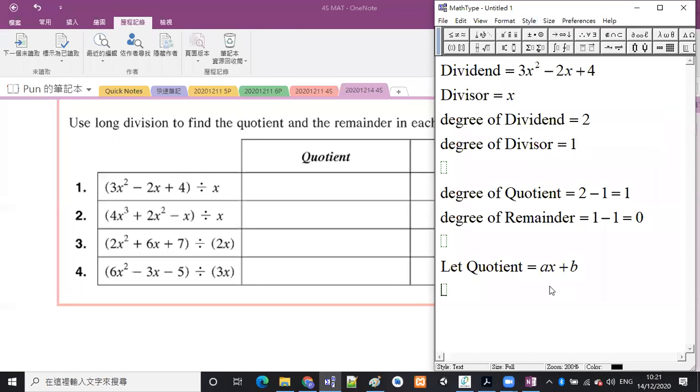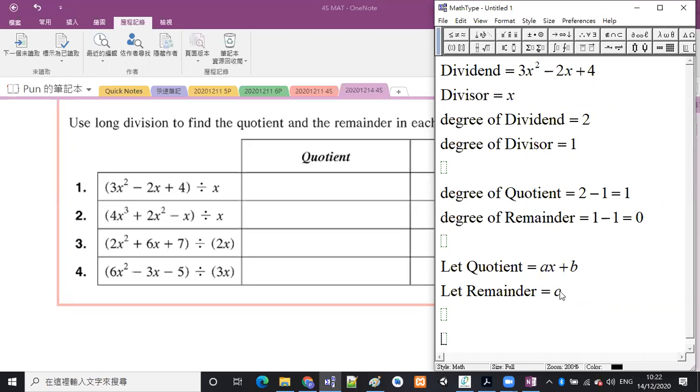And then the remainder. So let the remainder be degree 0, meaning the highest power of x is the 0th power, so it is just a number. It's a constant term. So we have the quotient being ax plus b, then we have the remainder being c. And then we have the dividend, divisor, quotient, and remainder now.